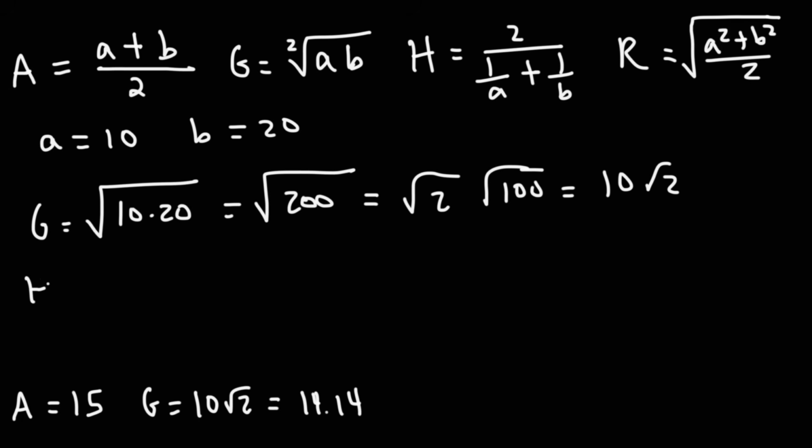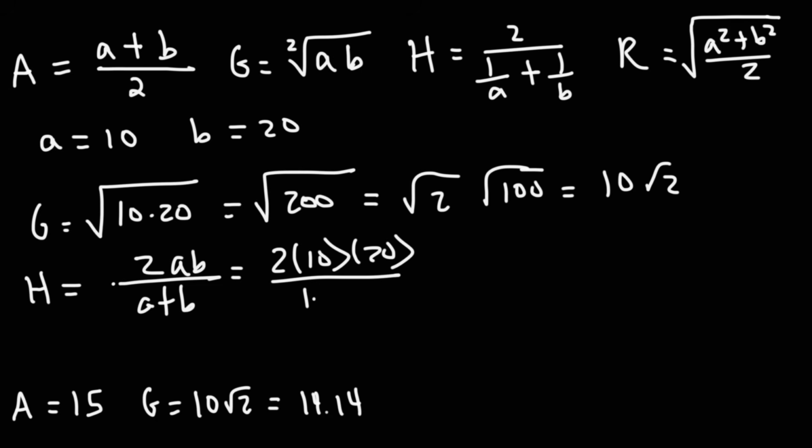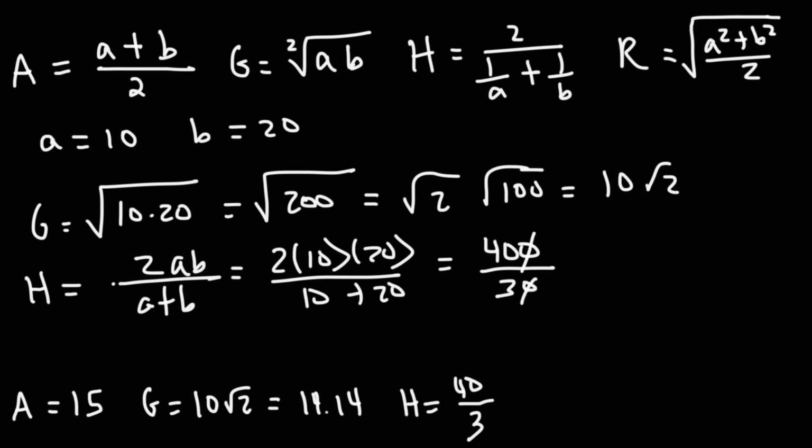Now let's calculate the harmonic mean. Let's use the other formula, 2ab over a plus b. So that's 2 times 10 times 20 over the sum of 10 plus 20. 10 times 20 is 200 times 2, that's 400, over 30. So crossing out a 0, we get that the harmonic mean is 40 over 3. 39 over 3 is 13, leaving 1 over 3 remaining. So this is going to be 13.3 repeating.